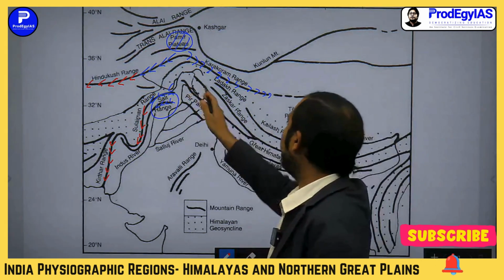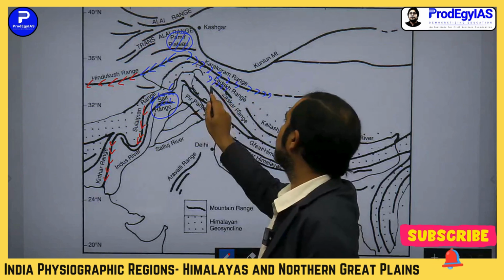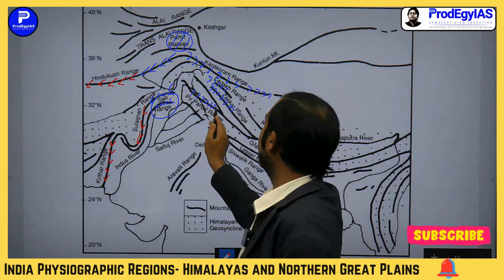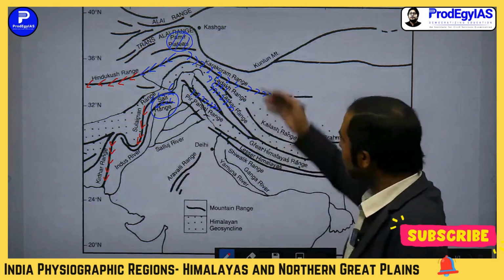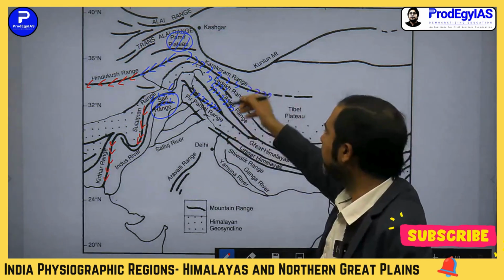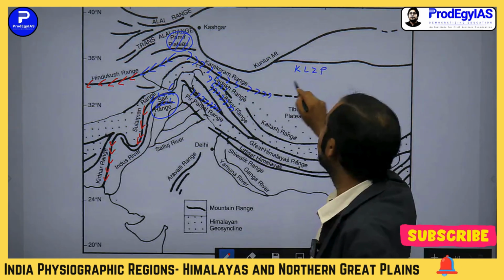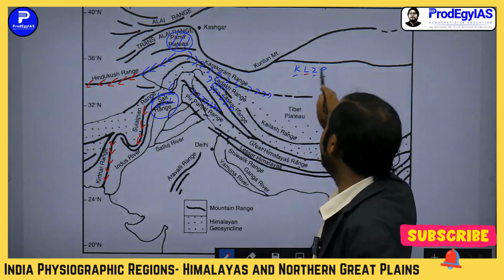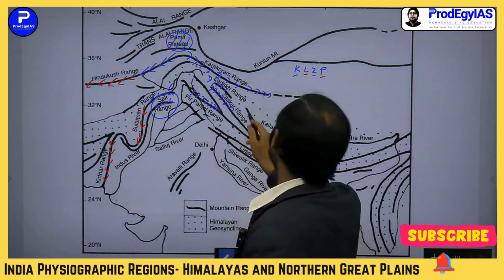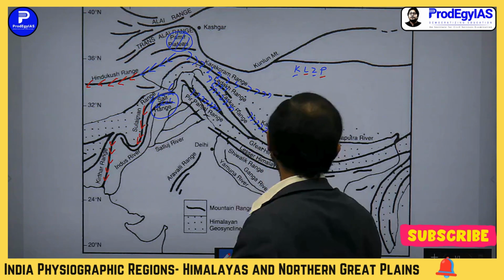Then there are other mountain ranges, like south of Karakoram is Ladakh. South of Ladakh lies Zaskar. Then south of Zaskar lies Pir Panjal. Sometimes they ask to arrange these mountain ranges from north to south. So this is the arrangement from north to south: K L Z P. Karakoram, Ladakh, Zaskar, and Pir Panjal, right? So you have to memorize it. Then the further extension that lies in the Tibet area is called the Kailash Range.